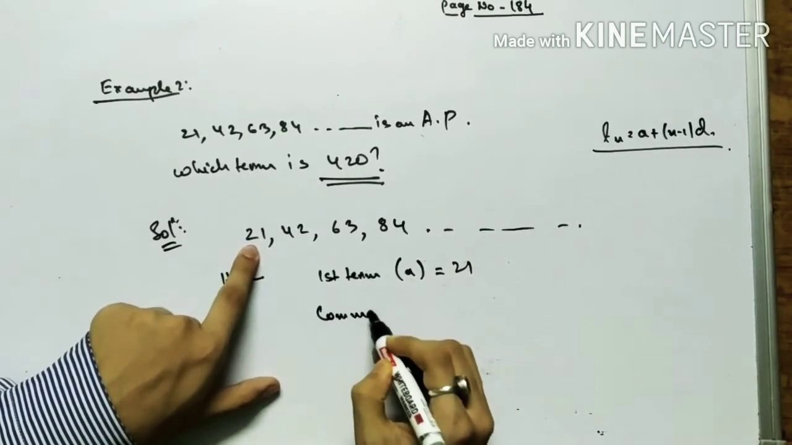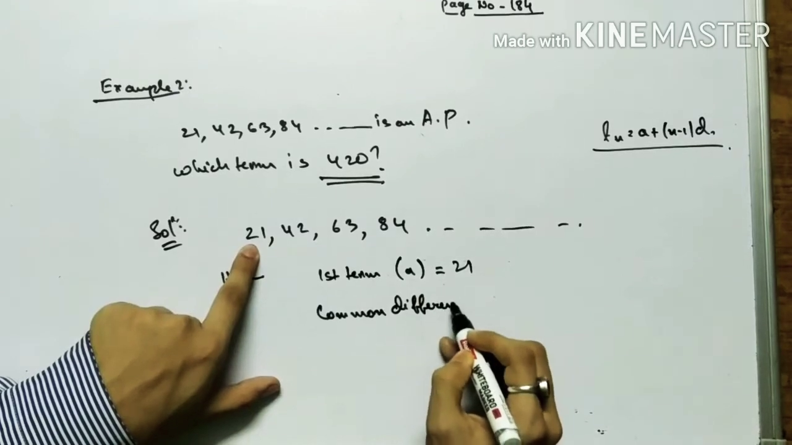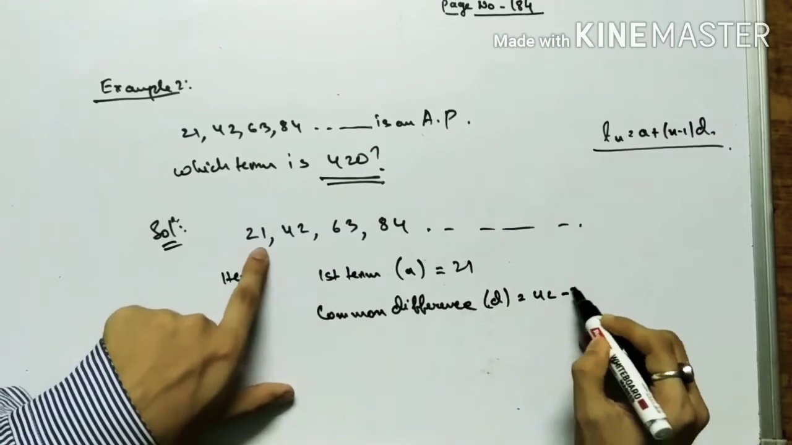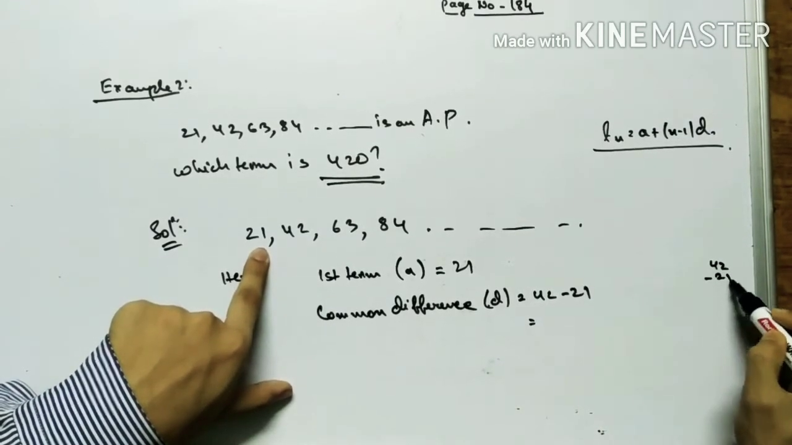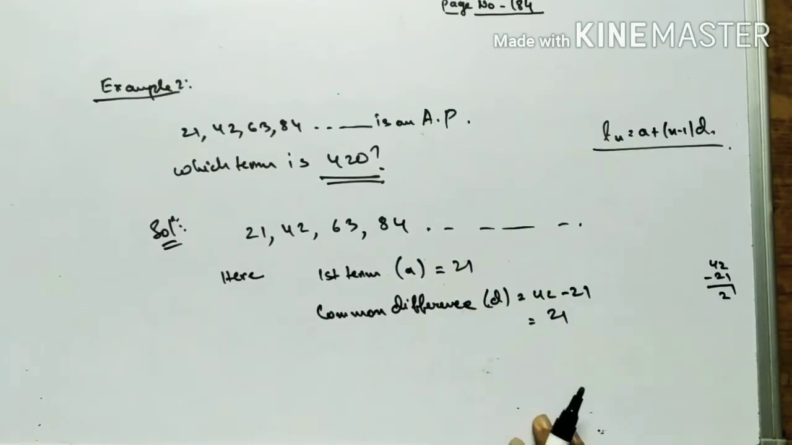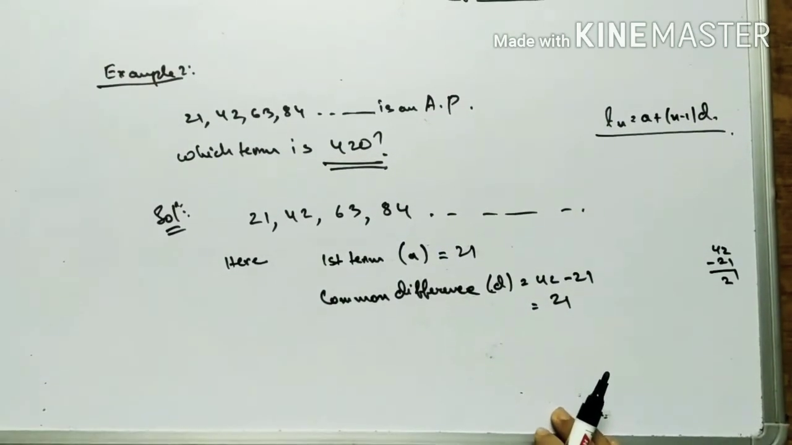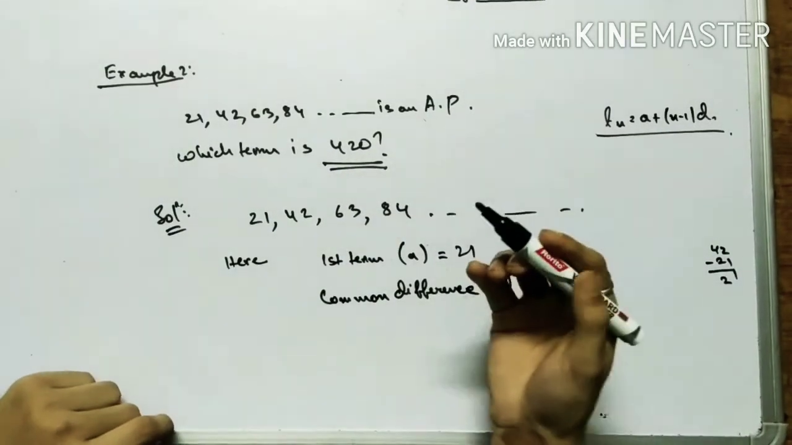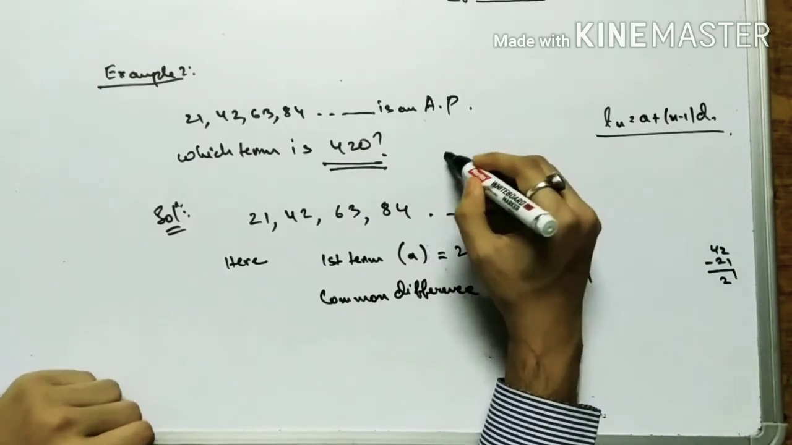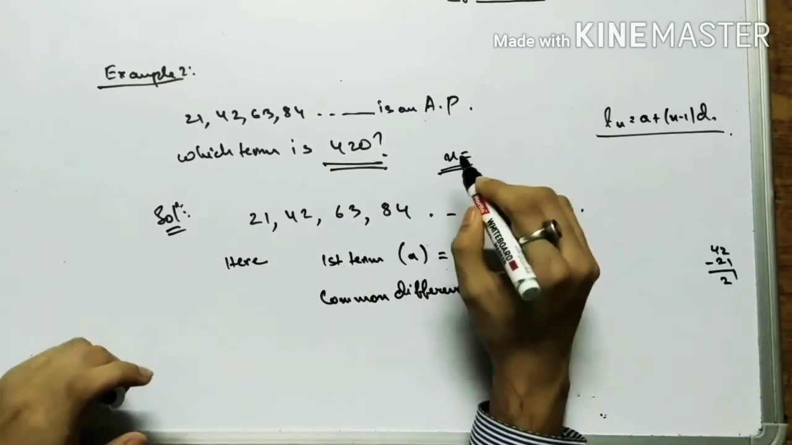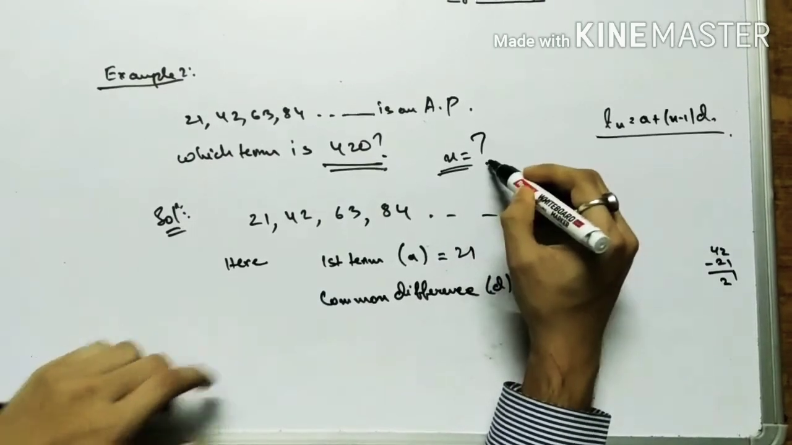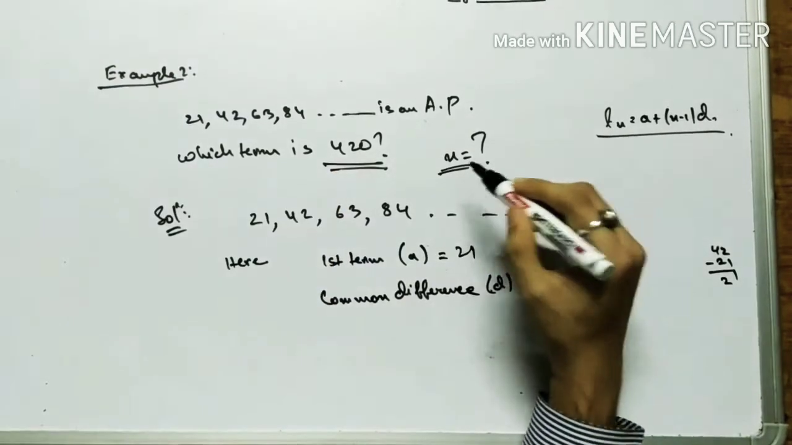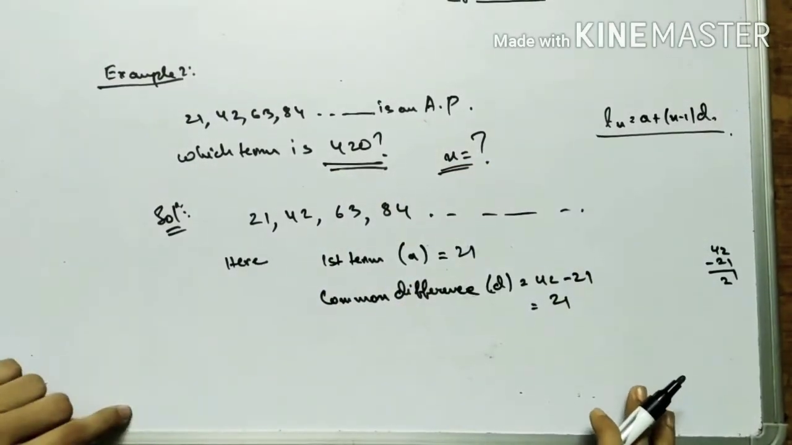Okay, then next common difference I will have to find. Common difference small letter d will be 42 minus 21. 42 minus 21 I will get 21. Common difference d value I got 21. Understand? Now I will have to find Tn. Which term? That means for which value of small letter n, because n gives me the term number, for which value of n our term is 420. Okay, which term is 420? That one asking.